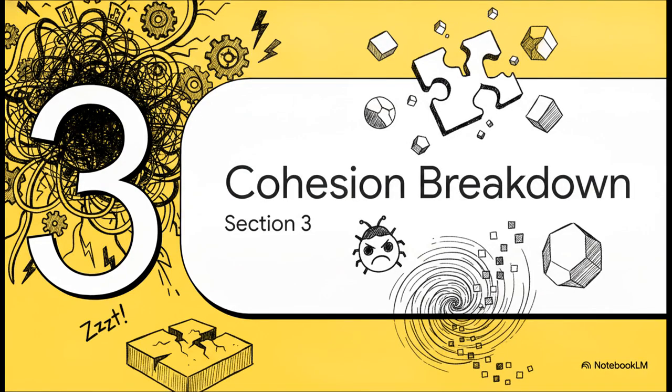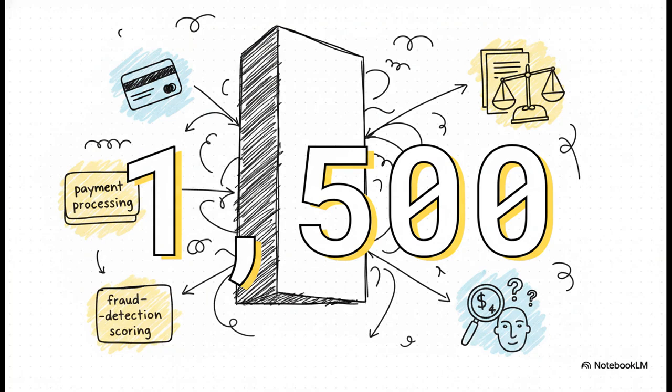Section 3. Seeing cohesion break down. Now that we know what this foundational core concept actually is, let's look at the real-world pain of what happens when we completely ignore it in a production environment. Picture this. Imagine a monolithic payment gateway class that has ballooned to 1,500 lines of code. It handles literally everything: payment processing, invoice generation, bank reconciliation, even fraud detection scoring. It is the ultimate junk drawer.